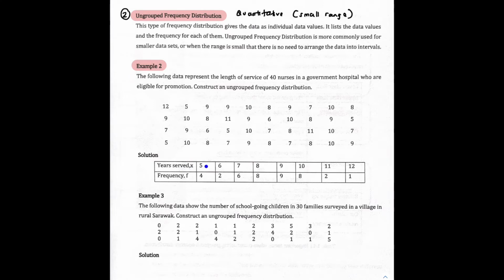So the first one, when the years of service is 5 years, how many nurses have this 5 years of service? And then continue with 6, 7 up until 12. Okay, this is the example of the ungrouped frequency distribution. Meaning that you have single values of data only, not in interval form.